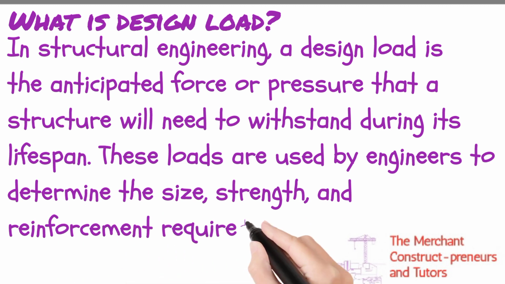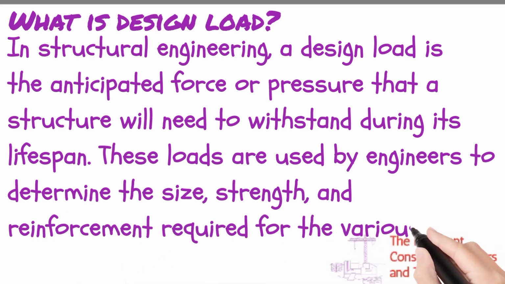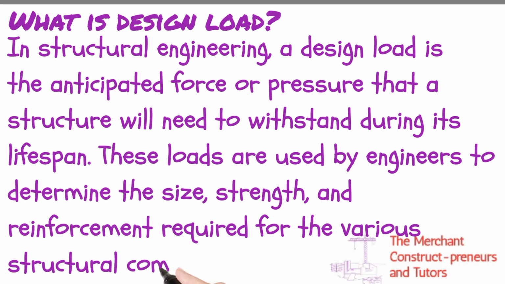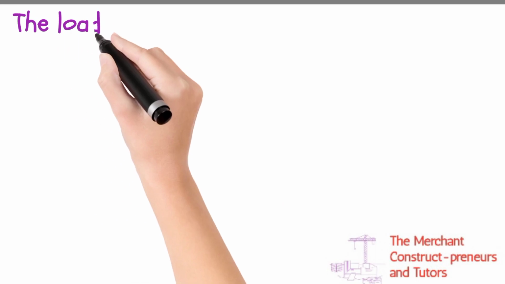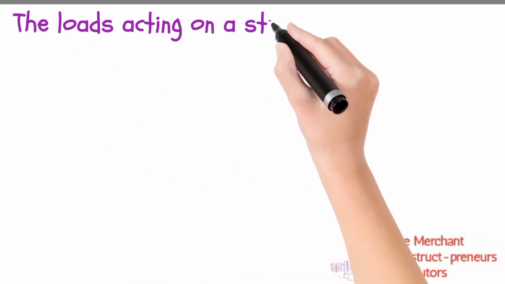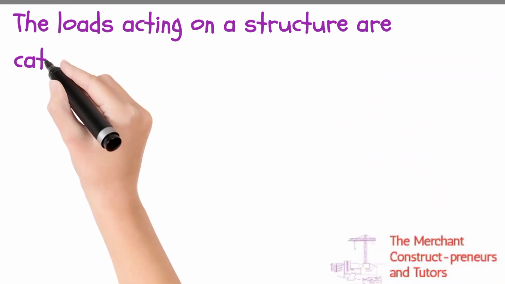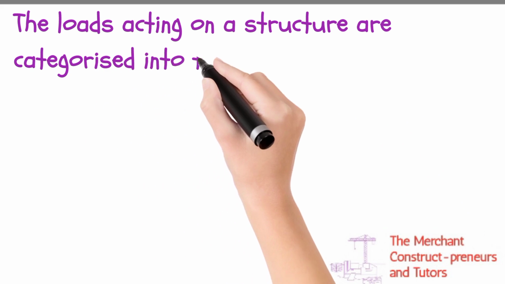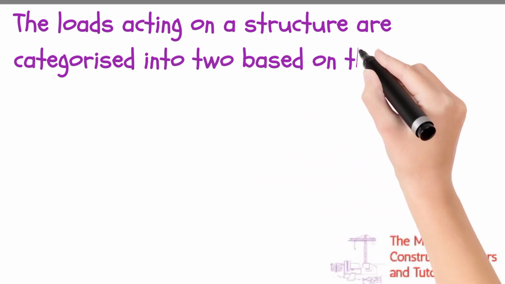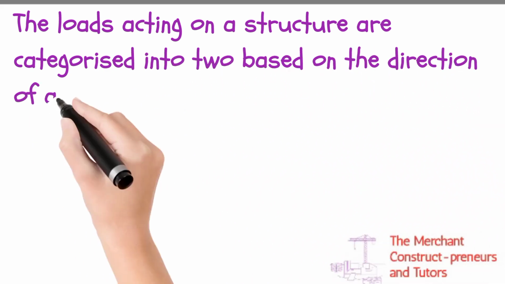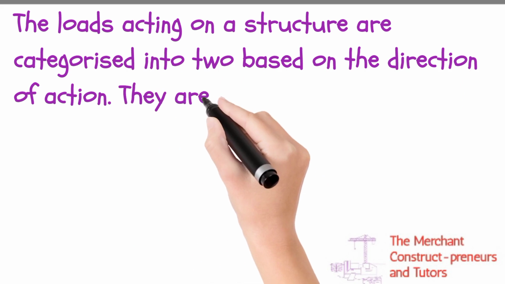Once we know the design load, we'll be able to determine the sizes of the elements, the positioning, and the orientation. The loads acting on structures are categorized into two based on the direction of action: gravity loads and lateral loads. The gravity loads are vertical loads that act downwards on the structure, such as the weight of the structure itself, that is the dead load, and the weight of occupants, that is the live load, humans walking around the structure.